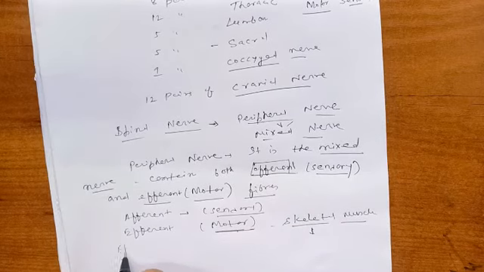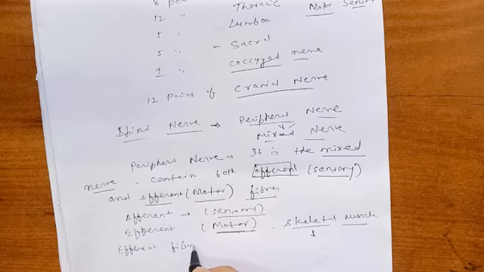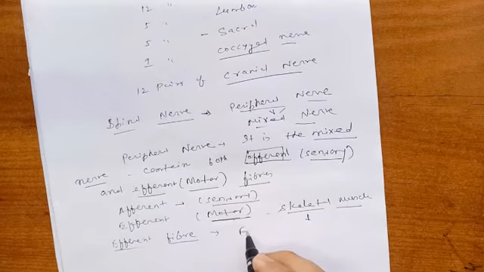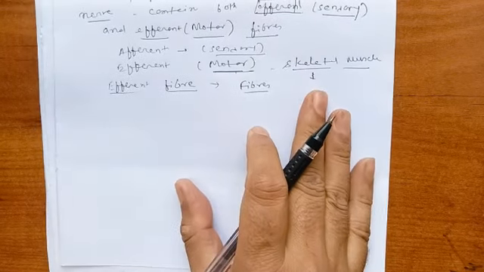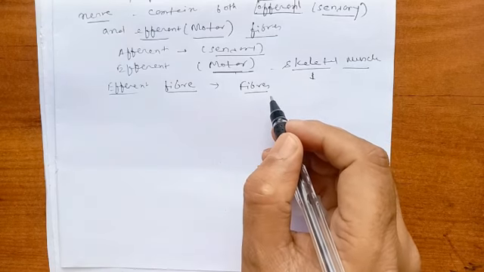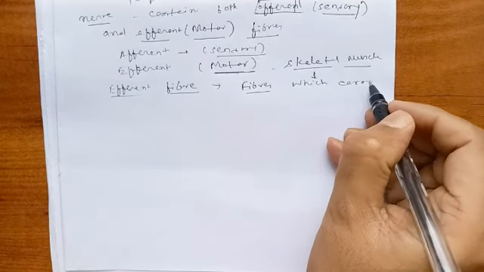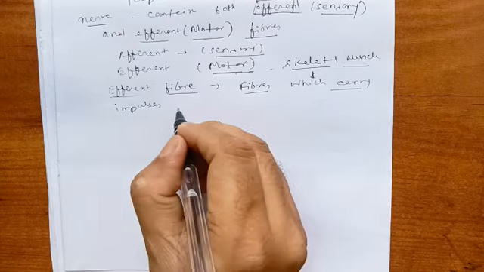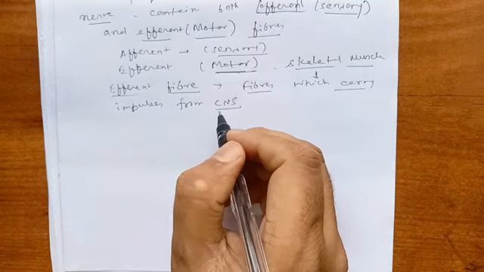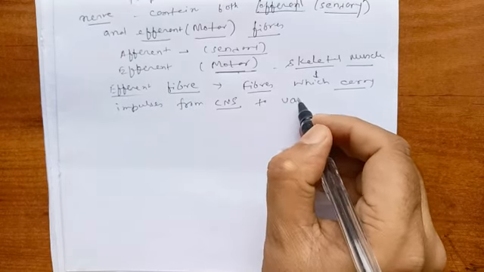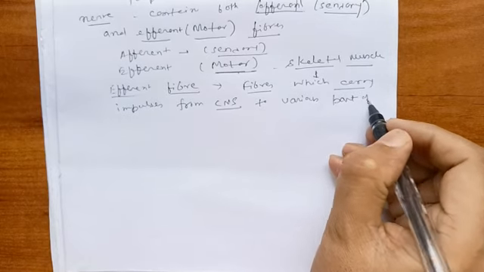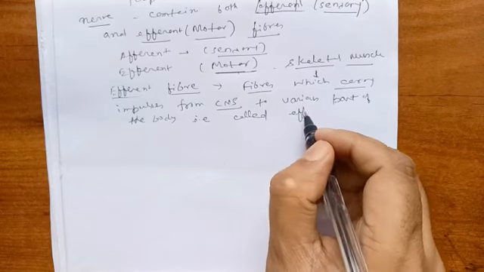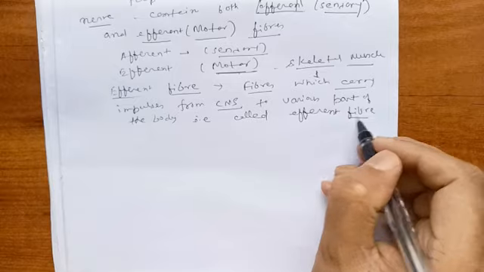Then what is the efferent fiber? We will discuss the efferent fiber. The fibers which carry impulses from the CNS, that is the central nervous system, to various parts of the body, that is called efferent fiber.